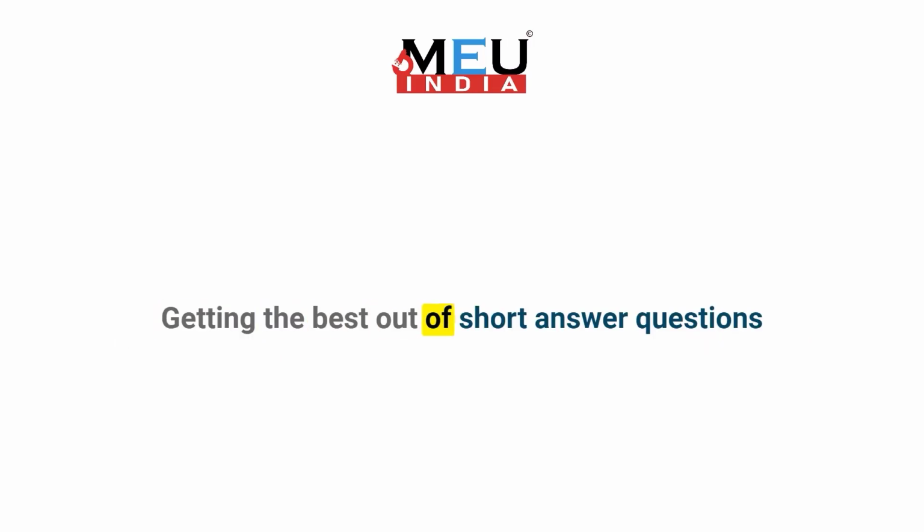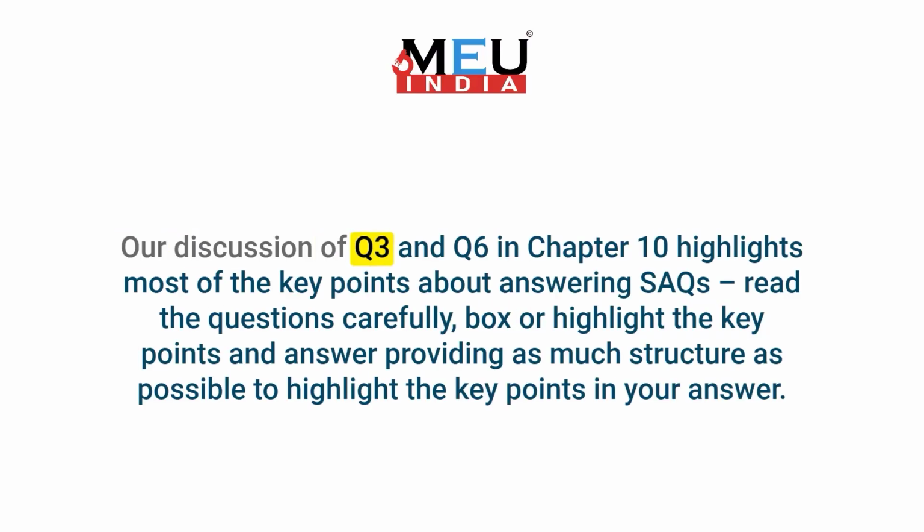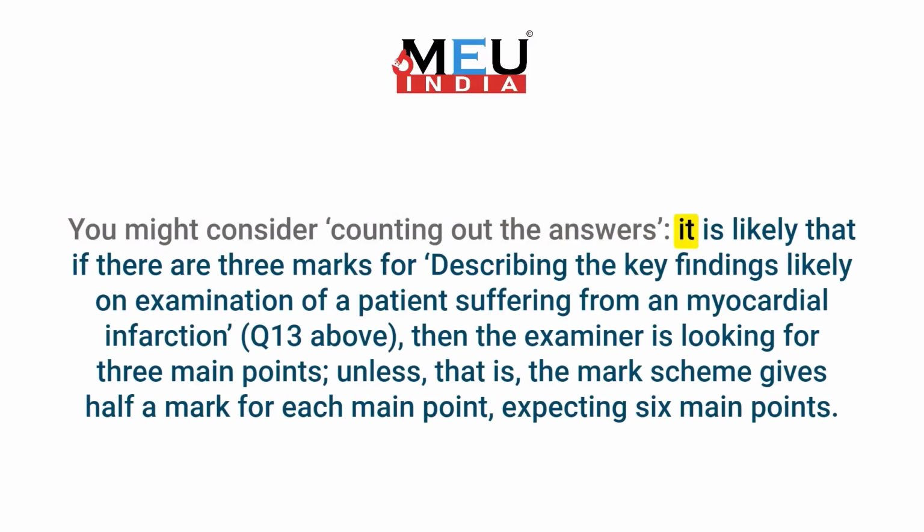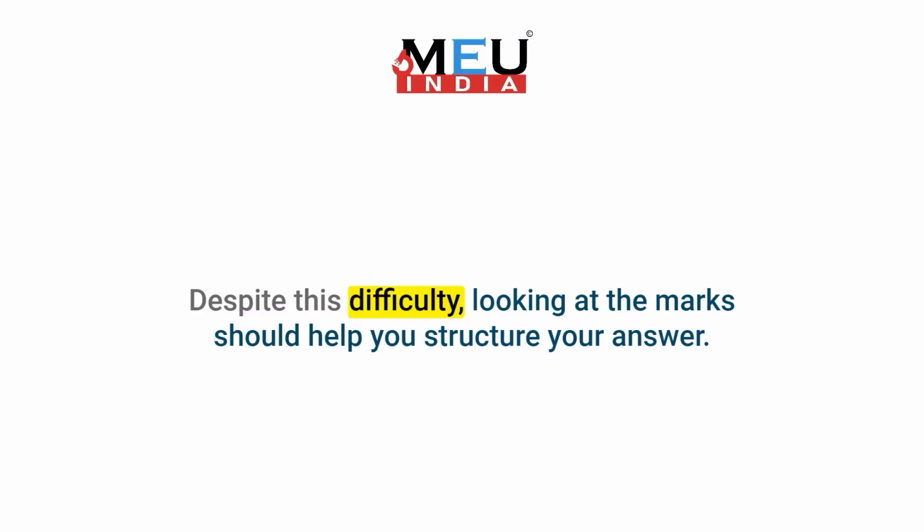Getting the best out of short answer questions. Our discussion of Q3 and Q6 in Chapter 10 highlights most of the key points about answering SAQs. Read the questions carefully. Box or highlight the key points and answer, providing as much structure as possible to highlight the key points in your answer. You might consider counting out the answers. It is likely that if there are 3 marks for describing the key findings likely on examination of a patient suffering from a myocardial infarction, then the examiner is looking for 3 main points, unless, that is, the mark scheme gives half a mark for each main point, expecting 6 main points.